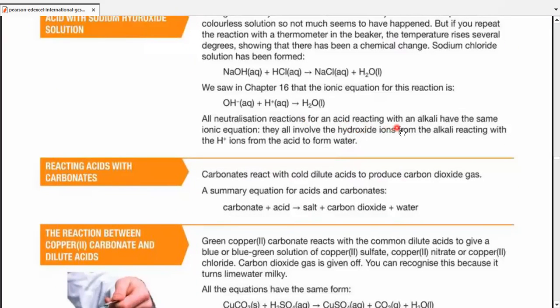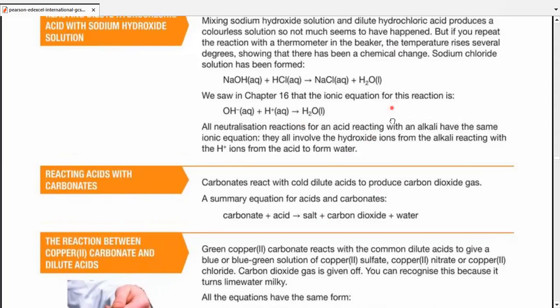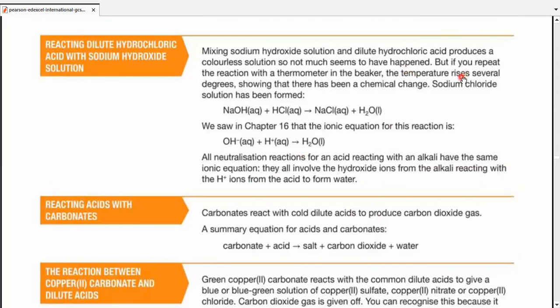Neutralization reactions of an acid reacting with an alkali have the same ionic equation, this one, as I've explained in the previous chapter. They all involve hydroxide ions and hydrogen ions reacting to form water. And most of the neutralization reactions for strong acids and strong alkalis also involve a temperature rise.